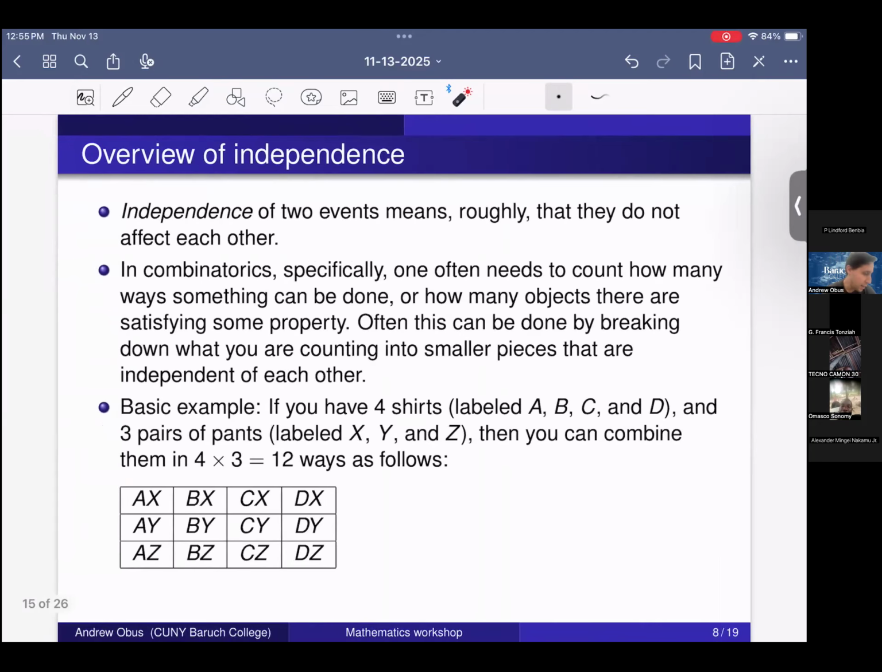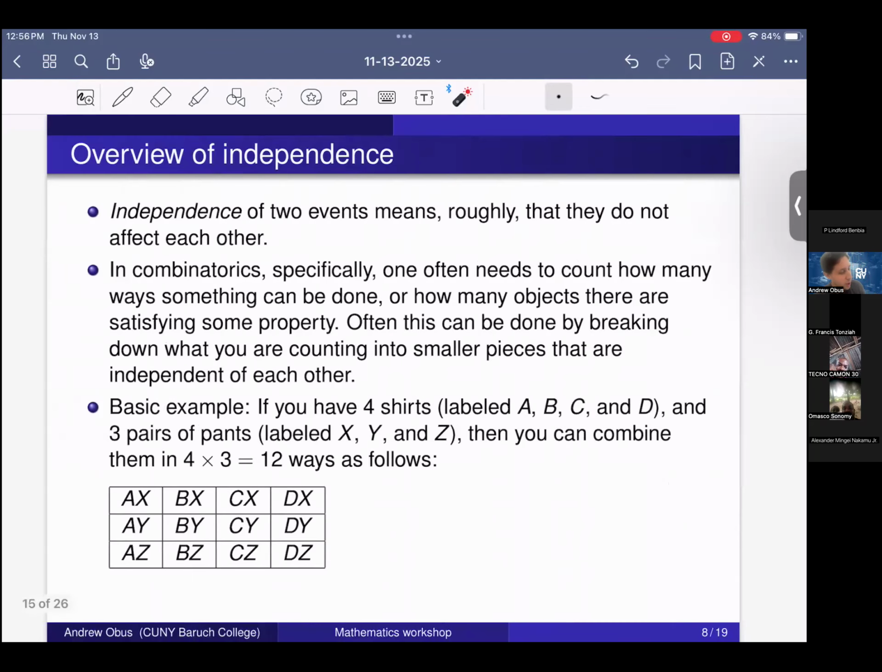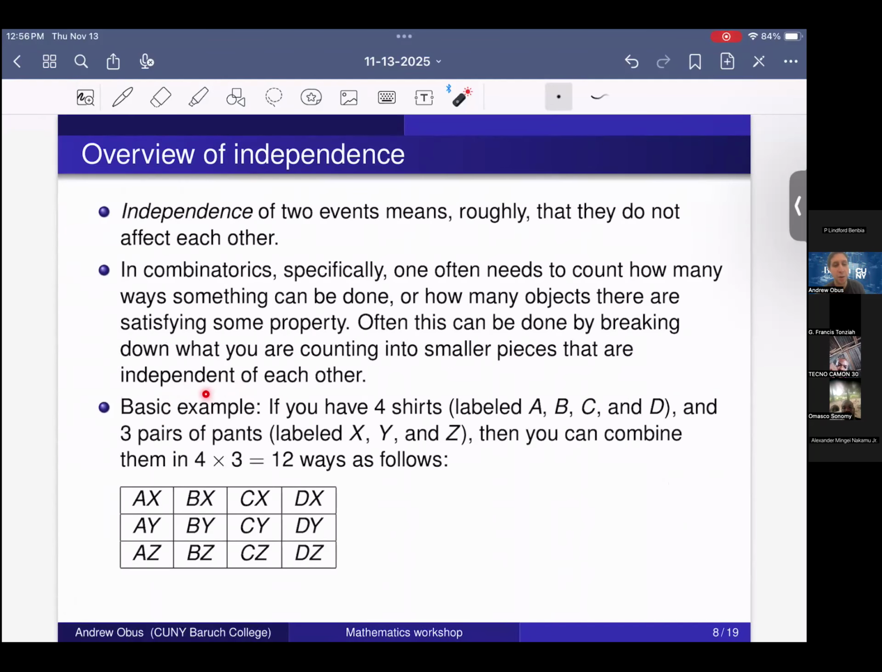So, say an event is conditioned on making a number of independent choices, and for each choice, there are a certain number of options. So keep in mind this question. You're making two choices here. You're choosing which shirt to wear, and you're choosing which pair of pants to wear. Okay? And these choices are independent of each other. I'll say what I mean. So it says, well, the total number of possible choices in this case is the product of the number of choices at each step.